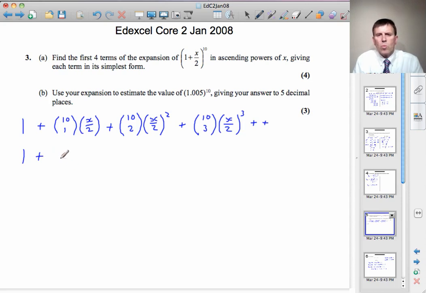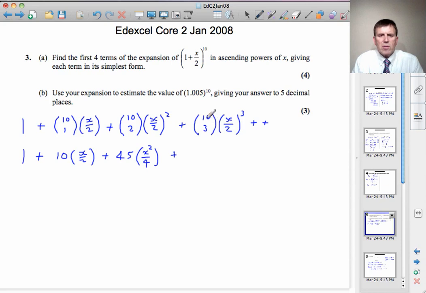The number of ways of choosing 1 from 10 is just 10, so it's 10 times x over 2. 10C2, the number of ways of choosing 2 from 10, is 10 times 9 over 1 times 2. 90 divided by 2 is 45, so it's 45. And if I bring the square inside this bracket, that will be x squared over 4. x over 2 times x over 2 is x squared over 4.